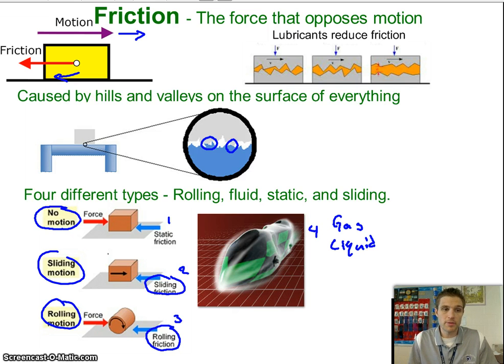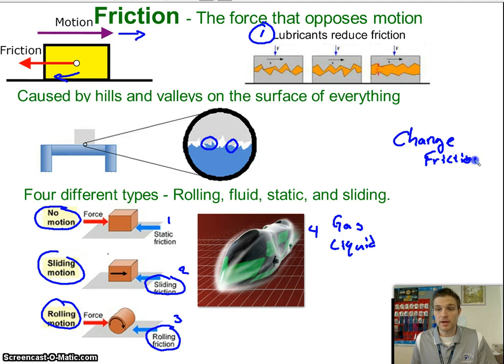So what are some ways that we can reduce friction? Well, we can use lubricants. That's one way. The other way is what we talked about earlier. We can change the type of friction. If we change friction from, say, rolling to sliding, we can increase friction, or if we go from sliding to rolling, then we can decrease friction. So those are two ways we can decrease friction.